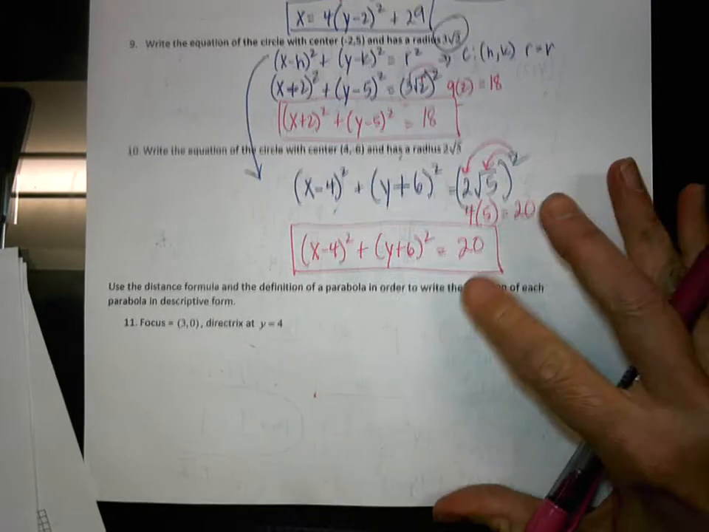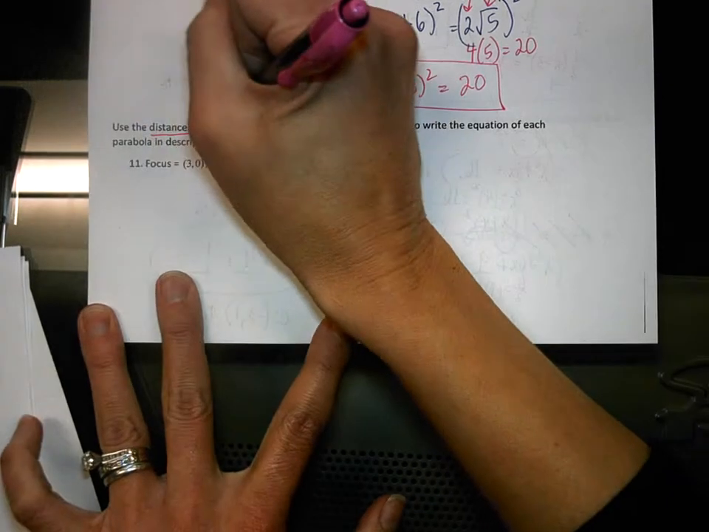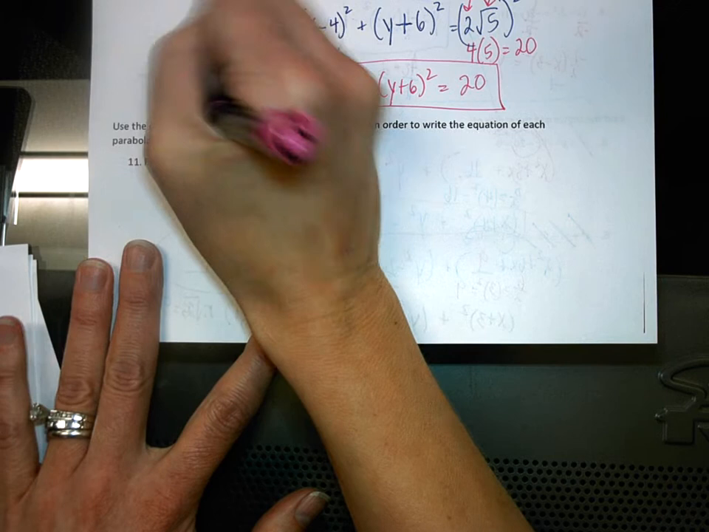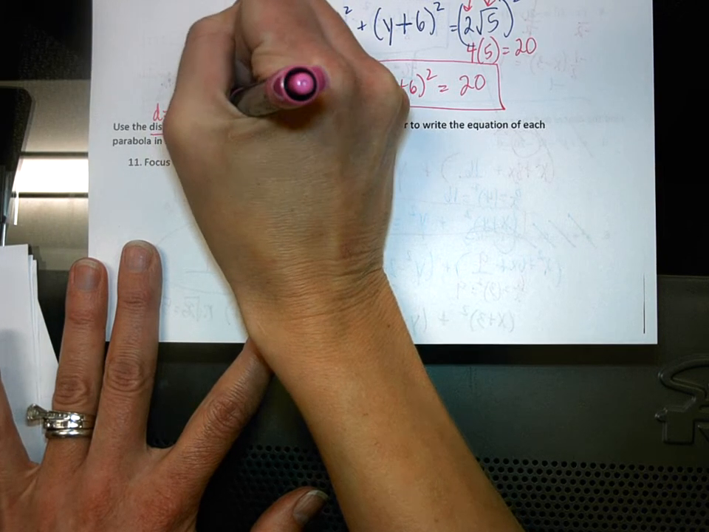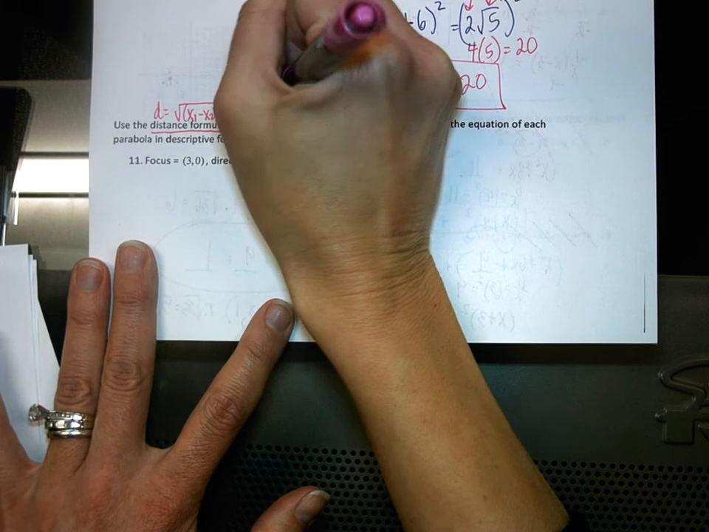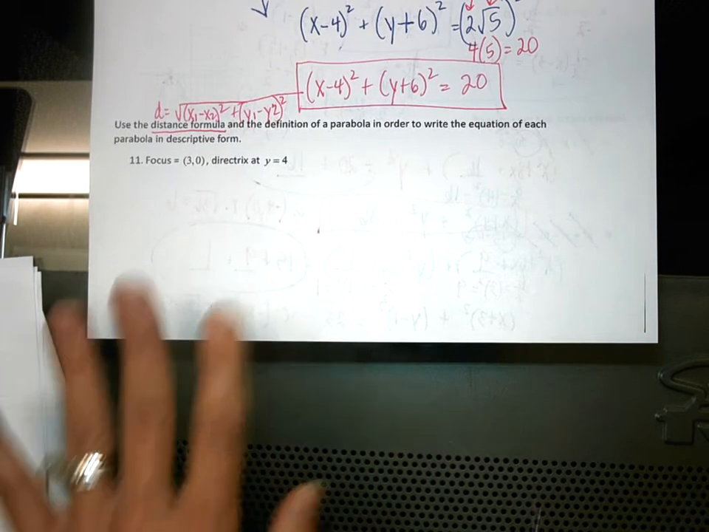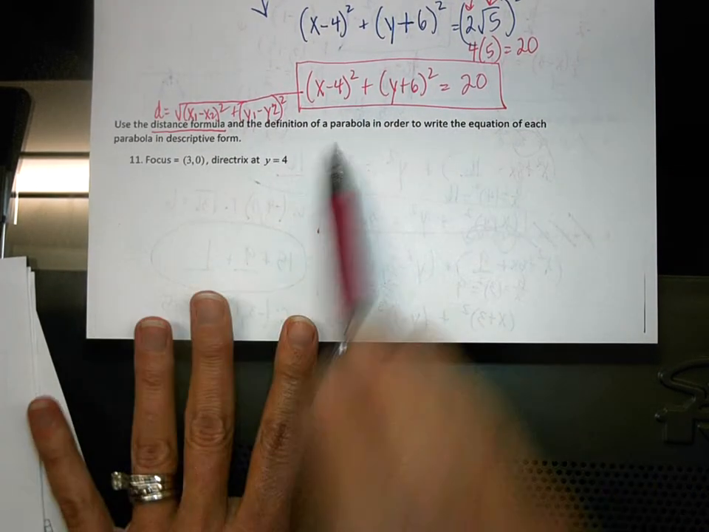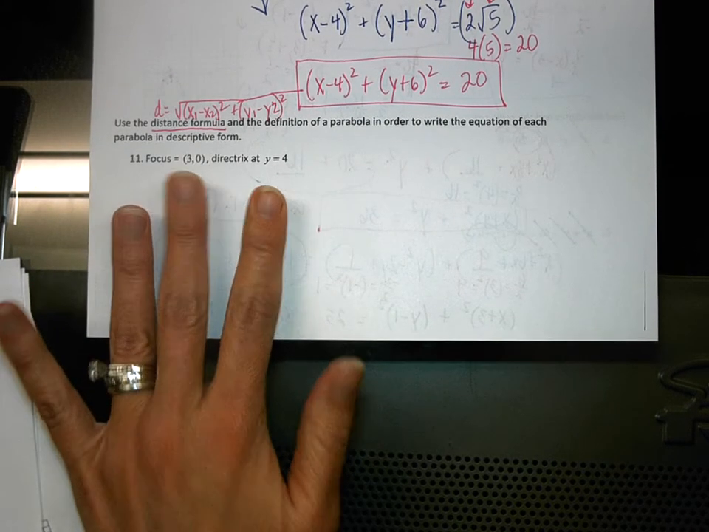All right, this next problem, number 11, we are going to use the distance formula. The distance formula is the square root of (x1 minus x2) squared, or it could be (x2 minus x1) squared, plus (y1 minus y2) squared, and it's the square root of that. So we are using our distance formula to write the definition of the parabola with a focus at (3, 0) and a directrix at y equals 4.